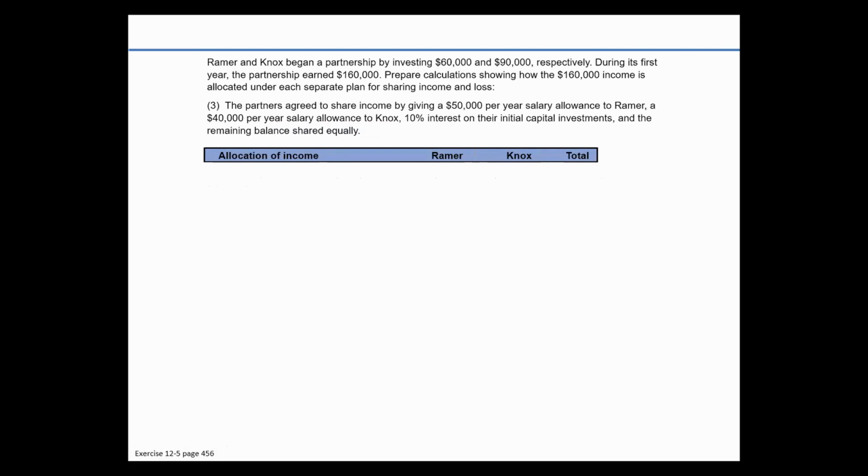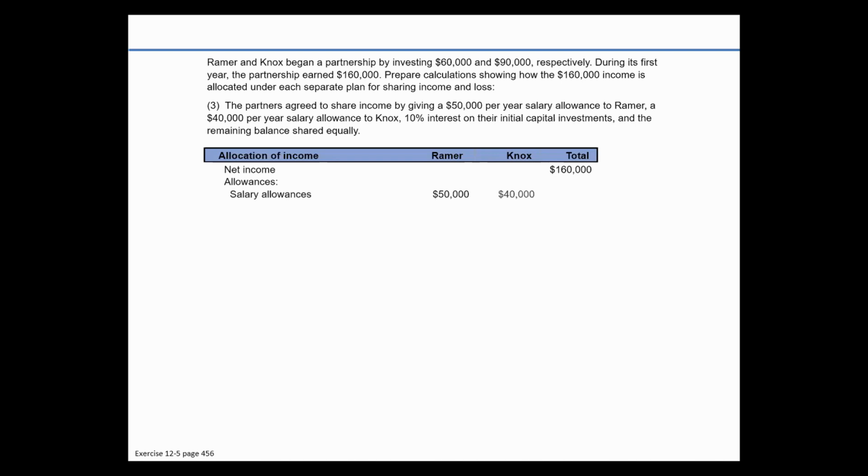So the partners could agree to give a $50,000 a year salary allowance to Raymer and a $40,000 per year salary arrangement to Knox, and then a 10% interest on their investments, and then the remaining balance would be shared equally. So there's a lot of pieces here. First of all, we see that the net income is $160,000.